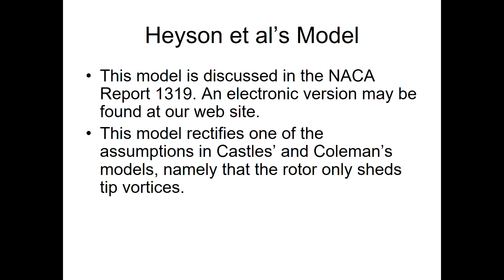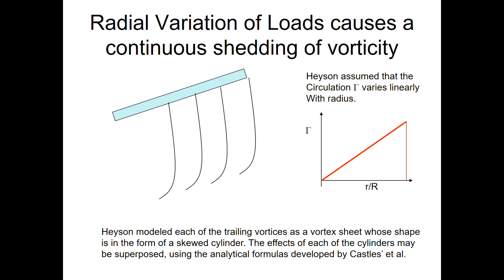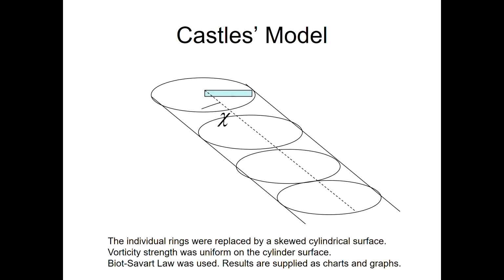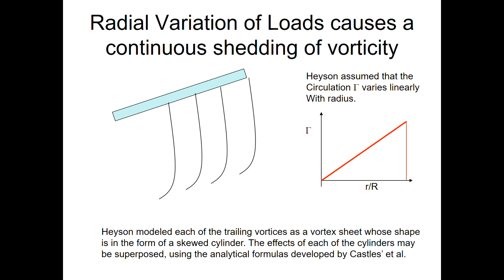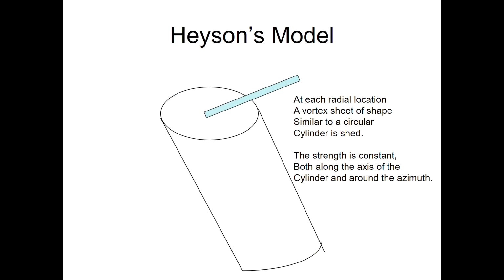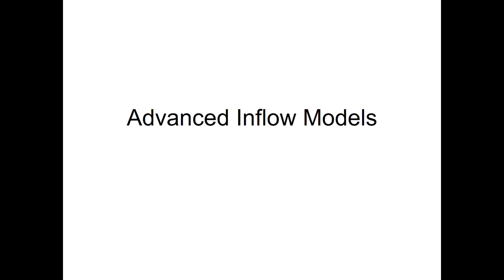Later on, Heyson came, and he said instead of just one sheet like this that he has at the tip, I'm going to have multiple vortices shed all over the rotor. Each one produces its own vortex sheet, like a skewed cylinder. I'm going to analytically integrate over it. So this was Heyson's model. So now we are going to go to slightly more advanced models.